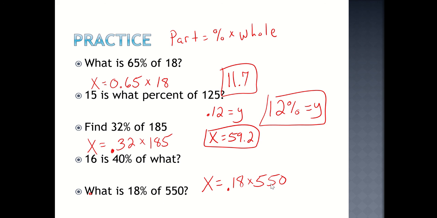Percent multiplied by whole. Calculator comes in handy. 550 times 0.18, and we get 99. So my part is 99. 99 is 18% of 550.